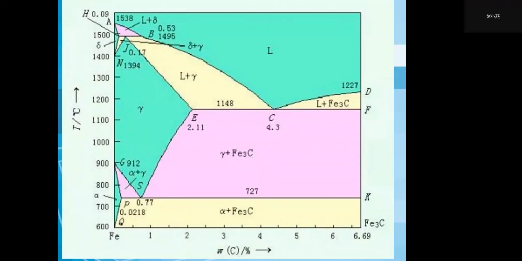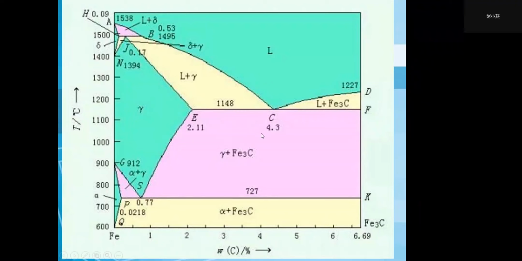The solidification of the last portion of the liquid phase, enriched in carbon to 4.3%, takes place along this line. All this liquid is completely solidified at this temperature, which is the eutectic reaction temperature. At the same time, crystals of austenite containing 2.11% carbon and cementite containing 6.67% carbon get separated from it.